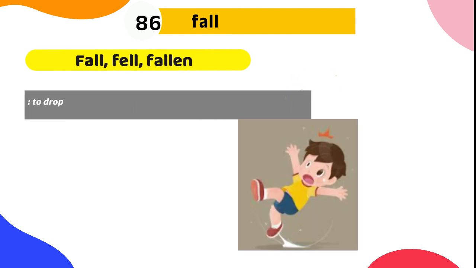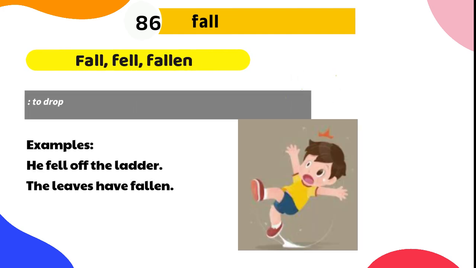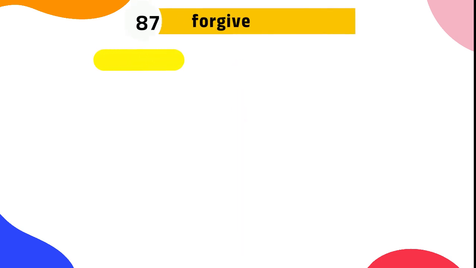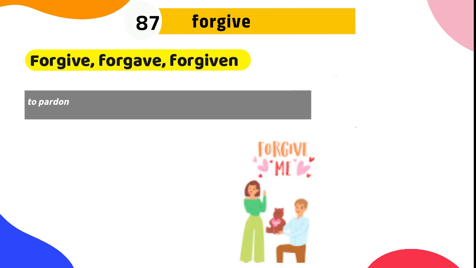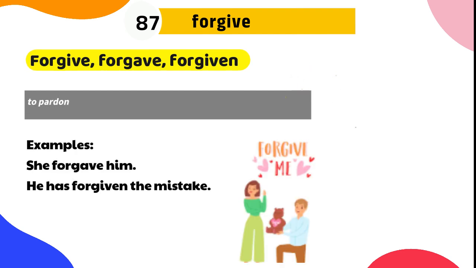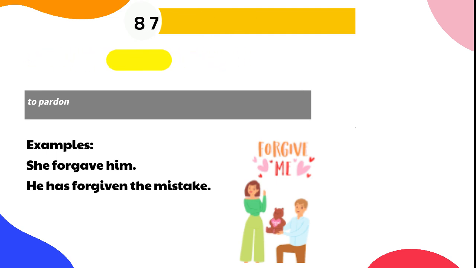Fall, fell, fallen. Meanings: to drop, to descend. Examples: he fell off the ladder. The leaves have fallen. Forgive, forgave, forgiven. Meanings: to stop feeling angry or resentful, to pardon. Examples: she forgave him. He has forgiven the mistake.